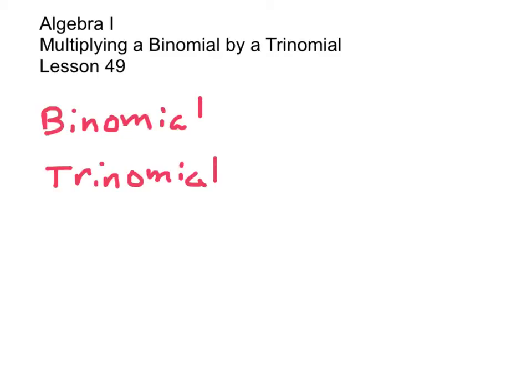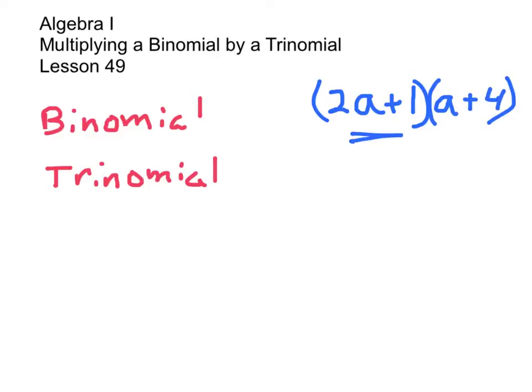Right, the second part of lesson 49 is multiplying a binomial by a trinomial. Now we've already introduced how we multiply two binomials. We use the FOIL method. And just to review that a little bit, in other words, the multiplication of two binomials might be 2a plus 1 times a plus 4. This is a binomial, this is a binomial, and we're multiplying the two of them.